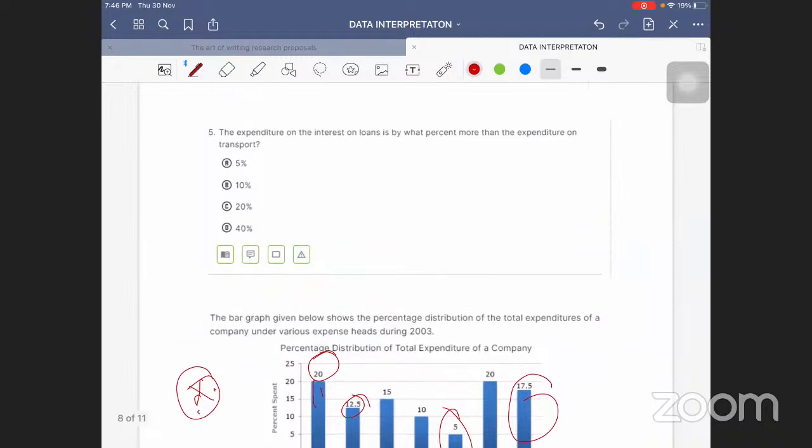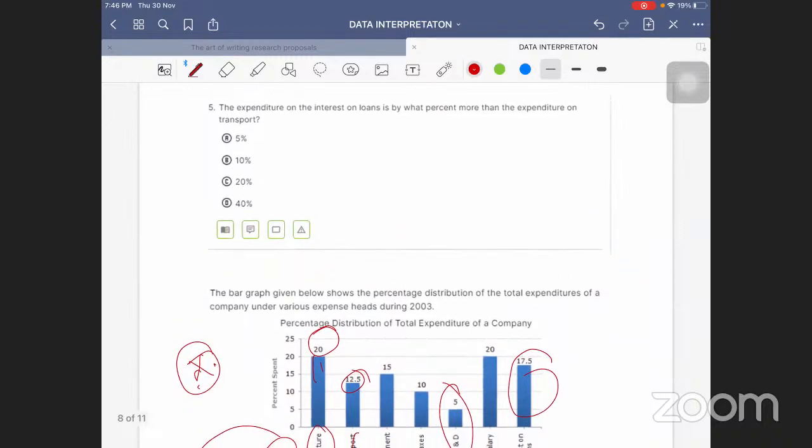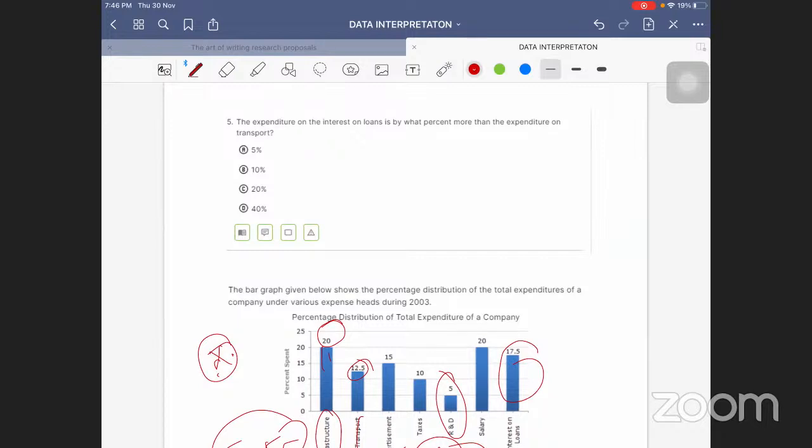See, the fifth sum: the expenditure on interest on loan is what percent more than the expenditure on transport? As usual, total expenditure is X. So the expenditure on loan interest is 15%, then 15% of X. 15 divided by 100 into X, 15X divided by 100. This is the interest on the loan.